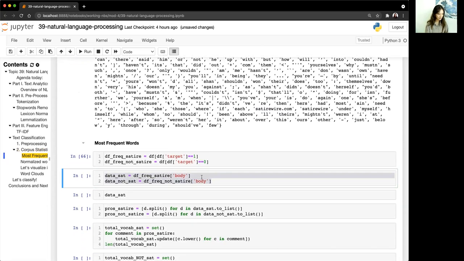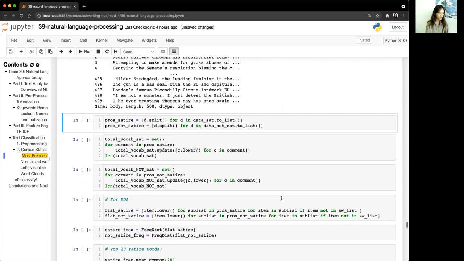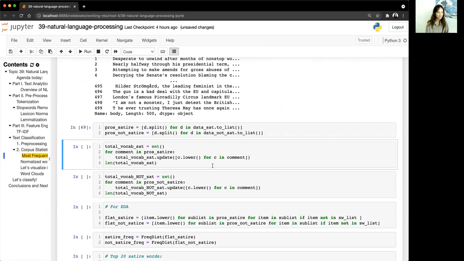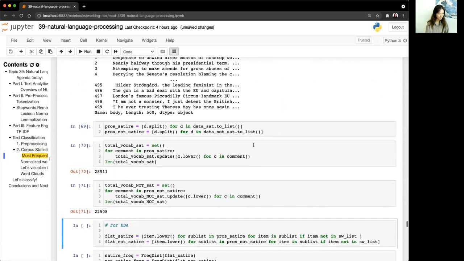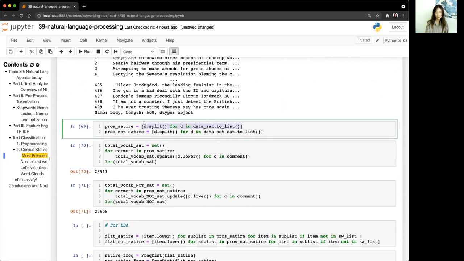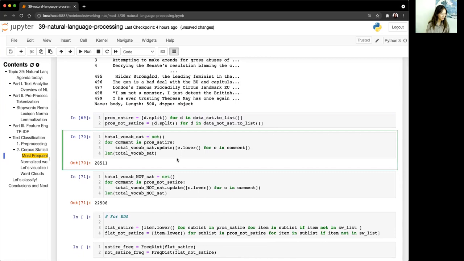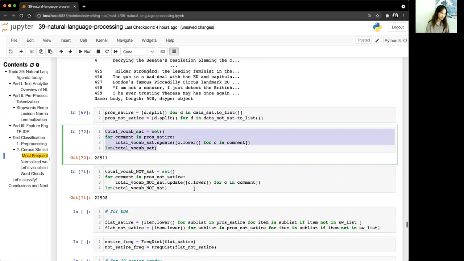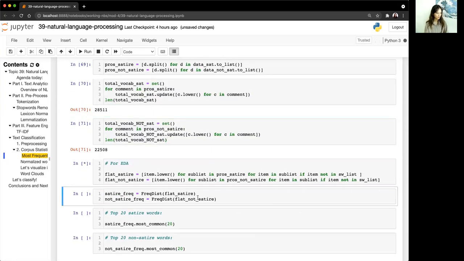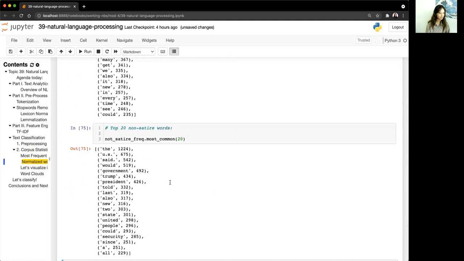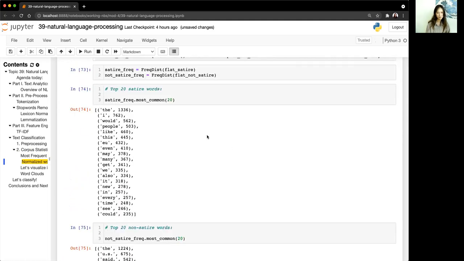Take the body text as well. And we're going to do basically the same thing that we were doing before. What this is doing is turning it into a list of tokens, I believe. And then here we are looking at the unique words in each. So for EDA, we're just going to flatten out those lists and take a look at the frequency distributions, and let's plot them. We're going to plot them out later.